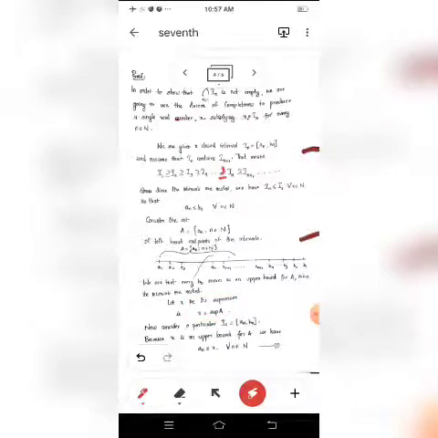Now consider a particular interval I_n equal to the closed interval [a_n, b_n]. Since x is an upper bound for A, we have a_n less than or equal to x, since x is an upper bound for A equal to {a_1, a_2, etc.} and the supremum of A equal to x. Since x is an upper bound for A, we can write a_n is less than or equal to x for all n belongs to N. That will be taken as equation number 1.